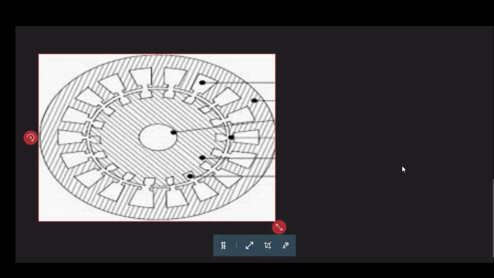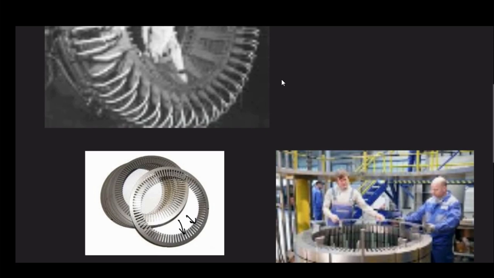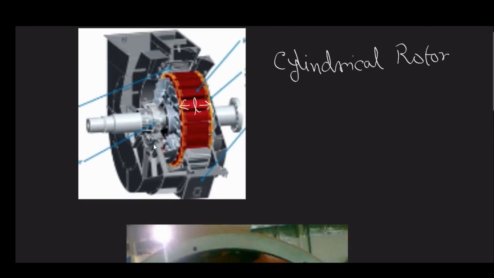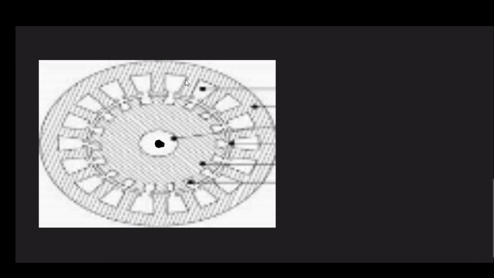This is a cross-sectional view of your stator. Here you can see this is your rotor axis, like this is where the rotor shaft is placed, right? What is the rotor shaft? I'm trying to mention, this is the rotor shaft and this is placed here. Now all these images are not getting good quality.